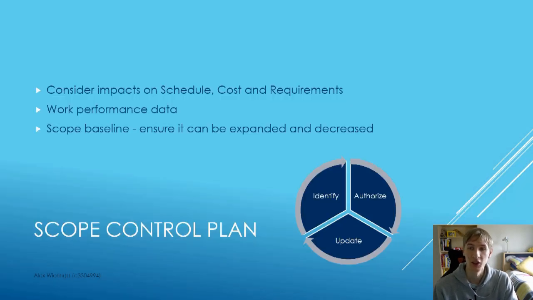The Scope Control Plan details the management approach regarding scope changes or variances. Any changes in scope must consider changes to schedule, cost, and sometimes requirements and the traceability matrix.